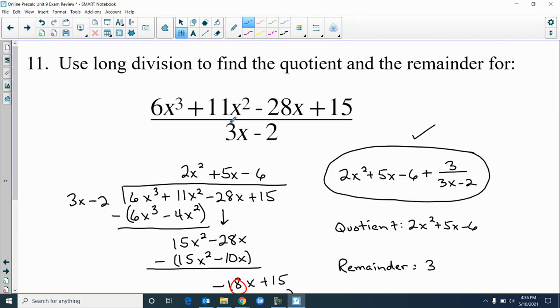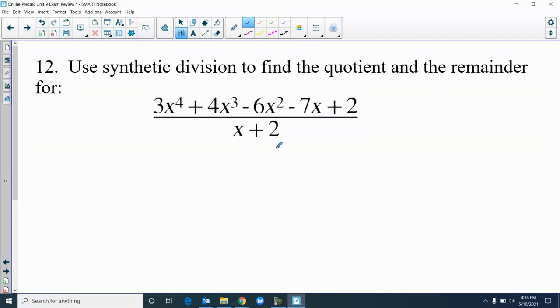You have to use long division if there's a number in front of the x. If there's no number in front of the x and you have a linear term there, x plus 2, we can use what's called synthetic division, which you learned about. Again, we want to have it in descending order. We want to have a complete polynomial. If you're missing a variable term, you put in a 0. We have x to the 4th, x cubed, x squared, x, and a constant, so we are good.